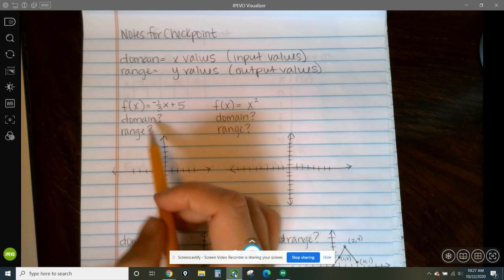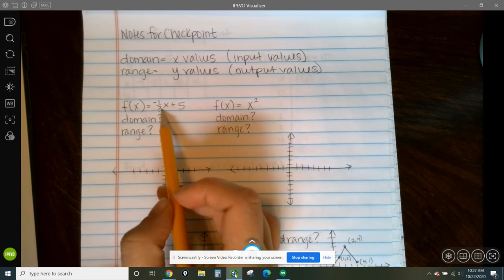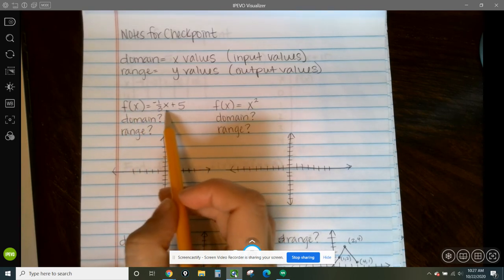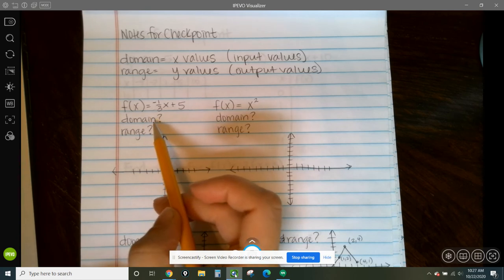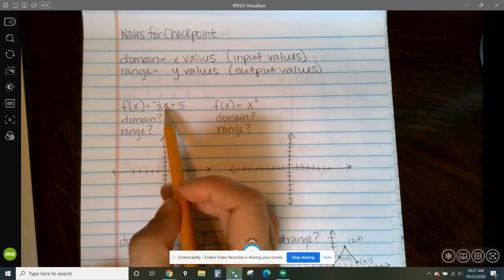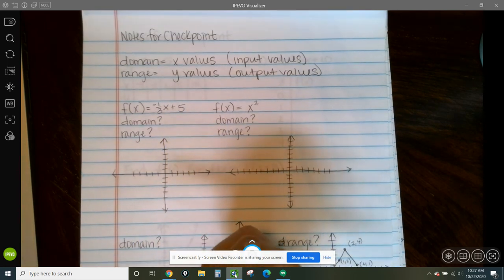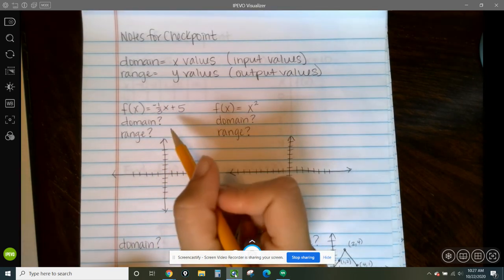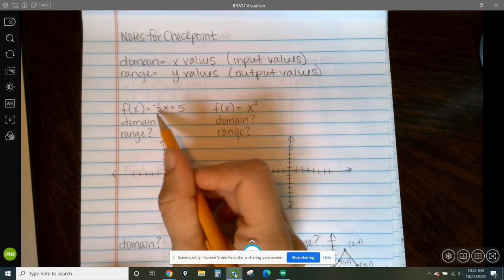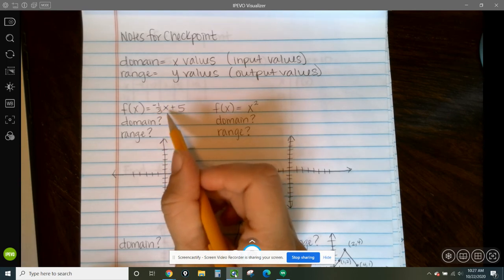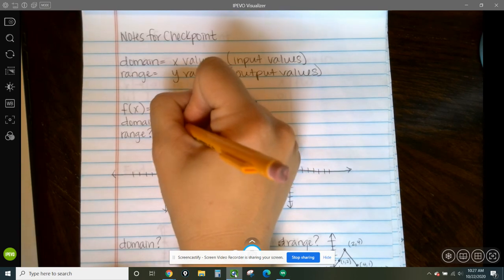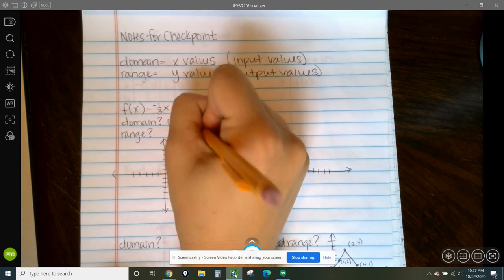So the domain, so if they give you a function like this, f of x equals negative 1/3 x plus 5, they might ask you, what's the domain? So what numbers could we put in for x? Well, we could put any numbers in for x that we want. All real numbers. We could put anything we wanted in here and then multiply it by negative 1/3 and add 5. We could put anything we want. So the domain would be all real numbers.